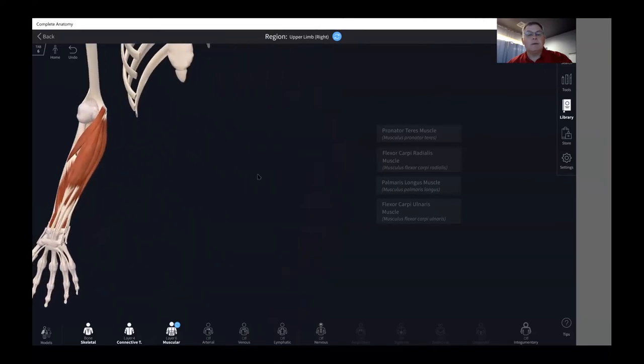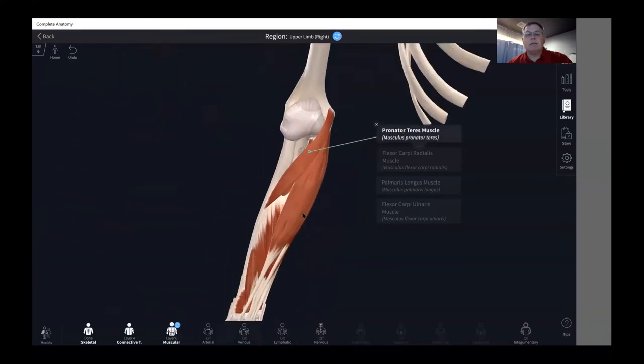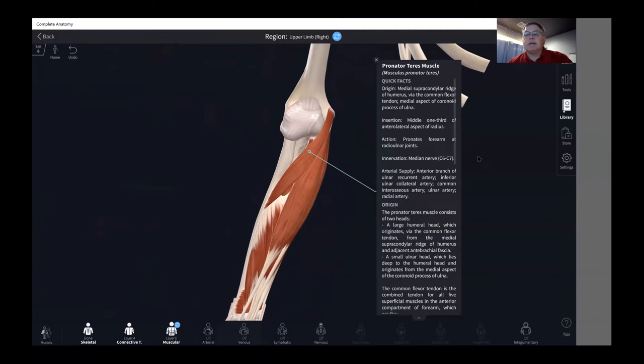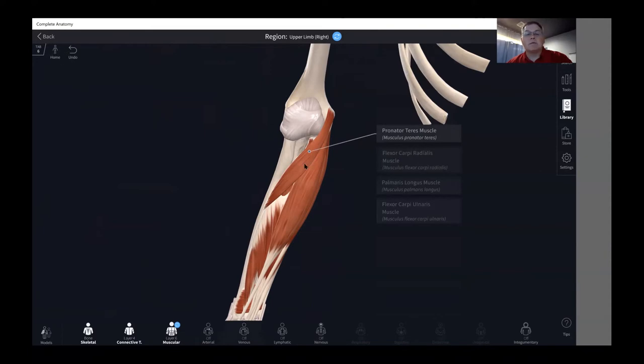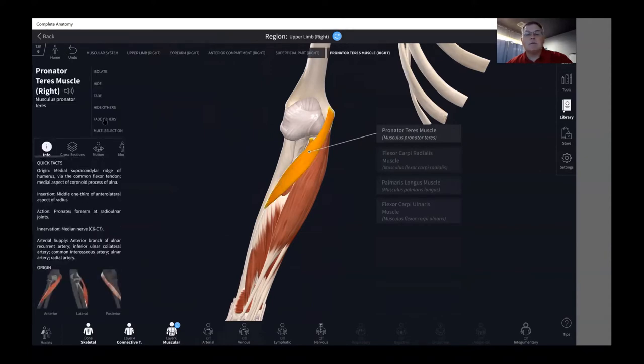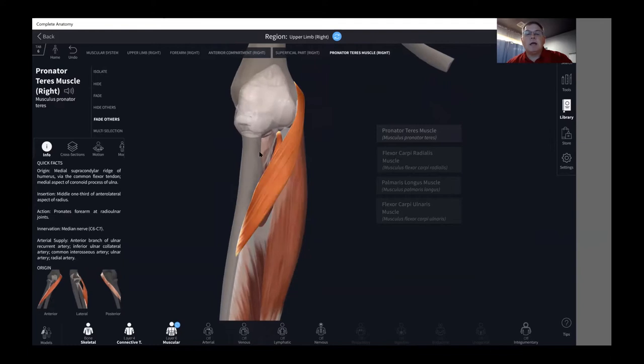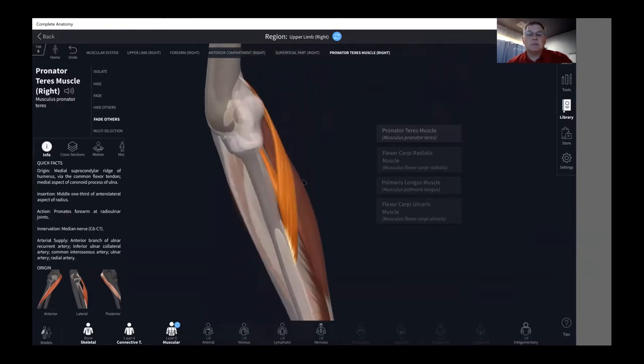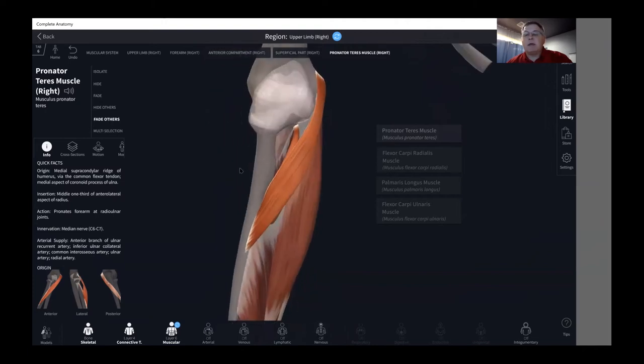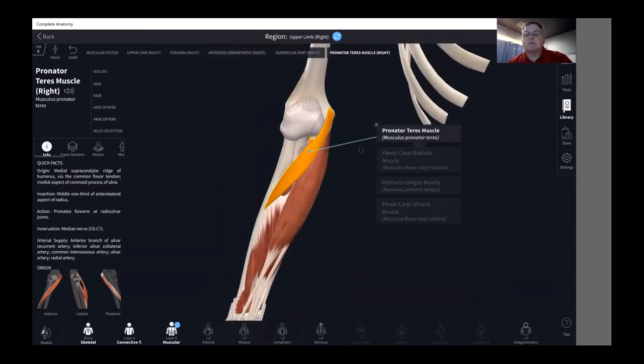So first one, pronator teres. Let me pull that information up. As you see, its origin, the medial supracondylar ridge of the humerus, and also via the common flexor tendon, and also on the medial aspect of the coronoid process of the ulna. So it's got a diverse origin, both off of the ulna and the humerus in this bifurcated muscle itself.